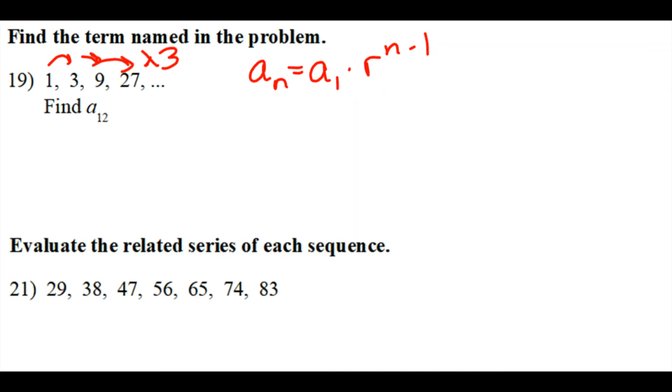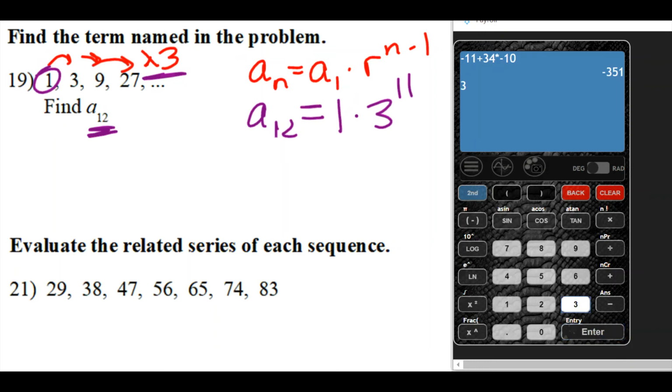So notice we're finding the 12th term, so we're finding a12 here. The first term is 1. And r is just this number times 3. Okay. So n minus 1, notice n is 12, so n minus 1 is going to be 11. We just need to do 1 times 3 to the 11th power, or how about 3 to the 11th power? Big number, 177,147.